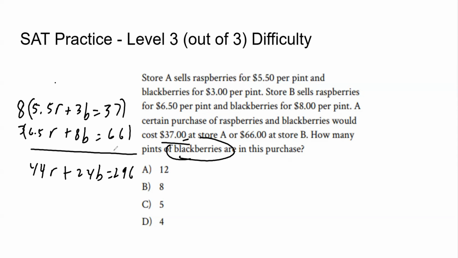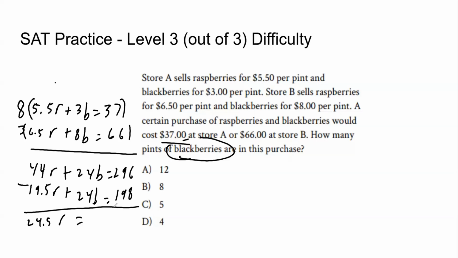Now I'll multiply 3 times all of this. So 3 times 6.5 is 19.5R using your calculator. 3 times 8B is 24B, equals 3 times 66, which is 198. Now I'm going to subtract the top minus the bottom. 44 minus 19.5 is 24.5R. These go bye-bye, 24 minus 24 is 0. 296 minus 198 is 98.